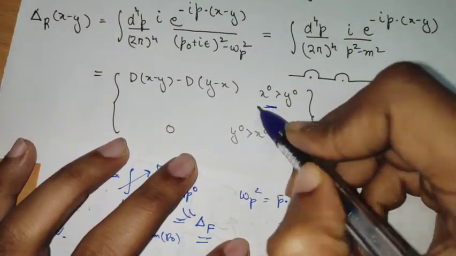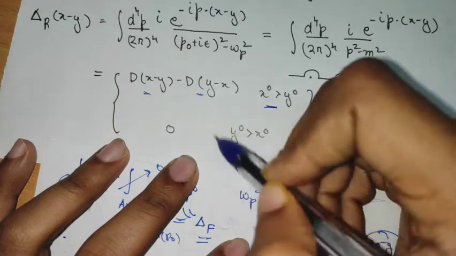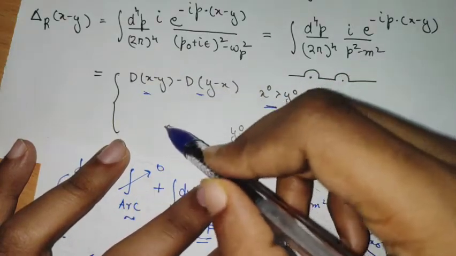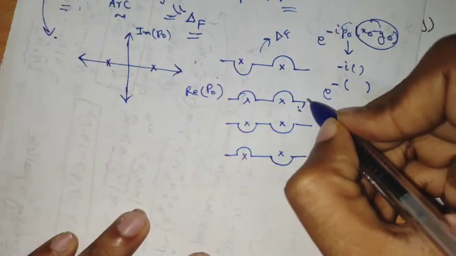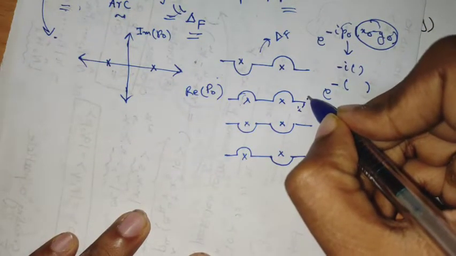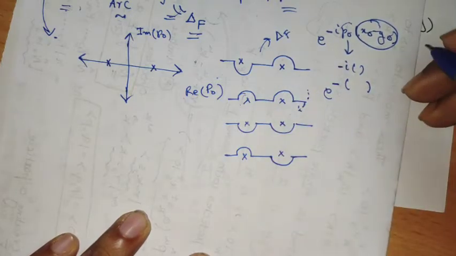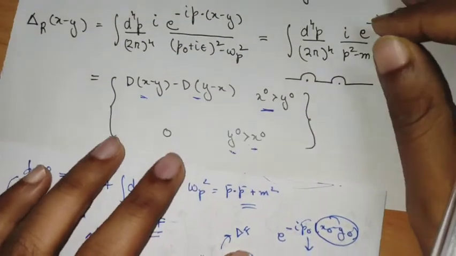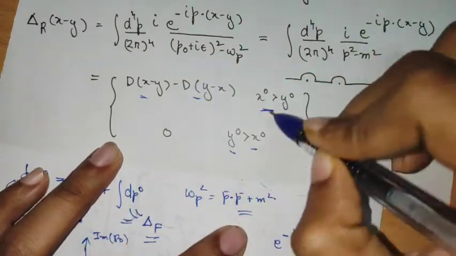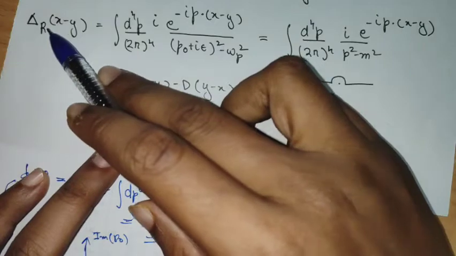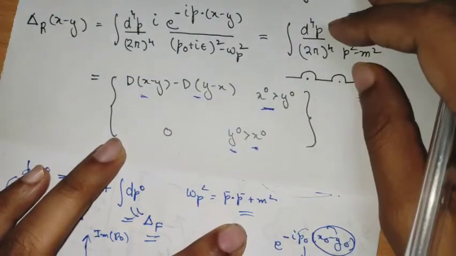For x0 greater than y0, I am having two contributions. If we solve this, we get this. And for y0 greater than x0, I will get 0, which is quite obvious, because for y0 greater than x0, the contour will close above and there will be no poles inside the contour. So this particular function is called the retarded Green's function. You will see why it is a Green's function, or a retarded propagator.